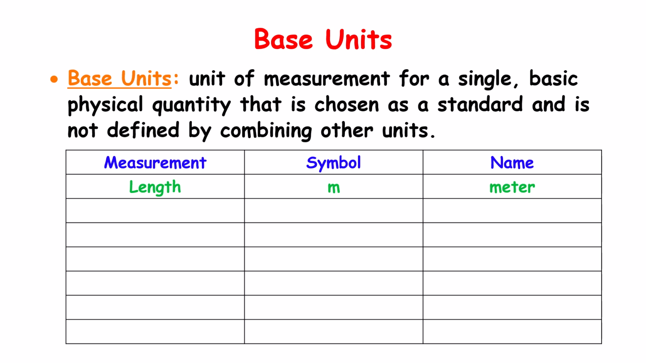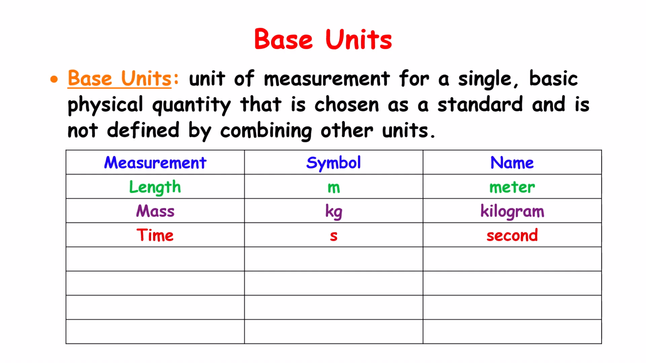So first we have length, that's the meter, and the symbol is a lowercase m. We have mass, that's the kilogram, and the symbol is lowercase kg. Now this one's a little bit different, don't let it trip you up. Most people would think it's the gram, but the people that made the decision said they wanted the kilogram to be the base unit. But the next one is time.